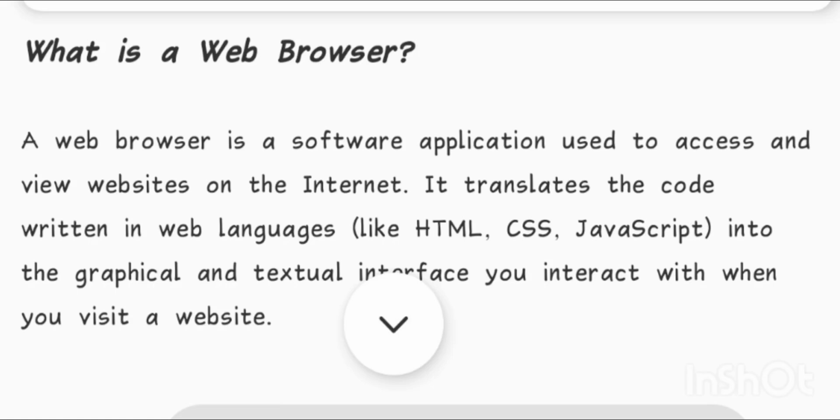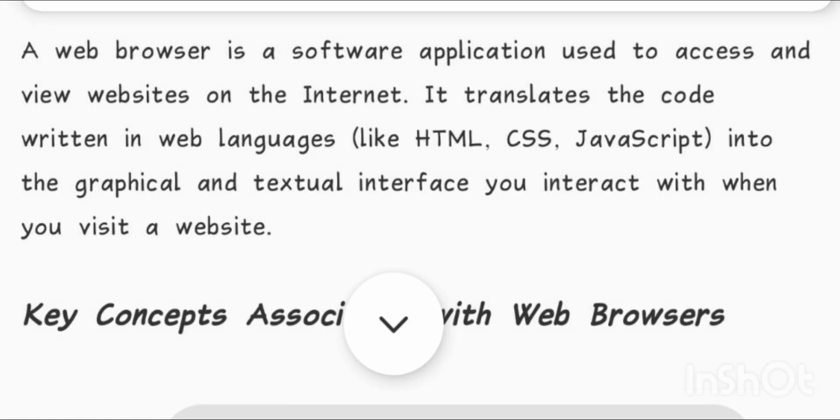What is a web browser? A web browser is a software application used to access and view websites on the internet. It translates the code written in web languages, like HTML, CSS, and JavaScript, into the graphical and textual interface you interact with when you visit a website.